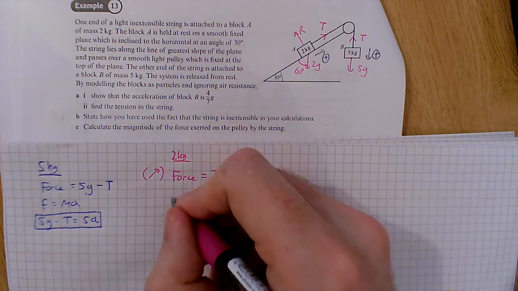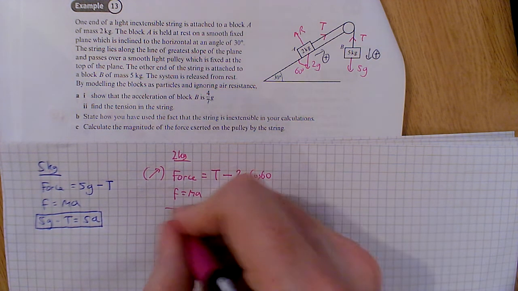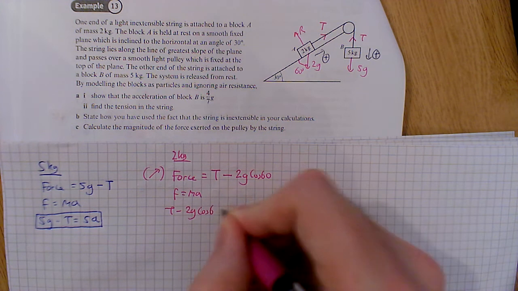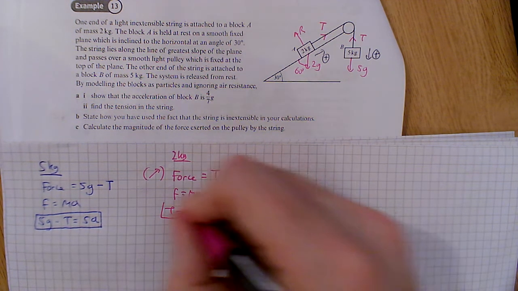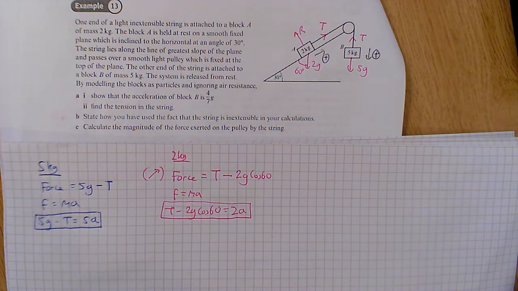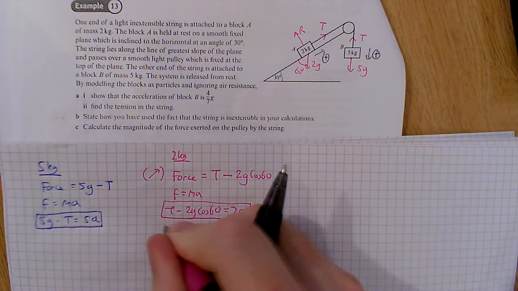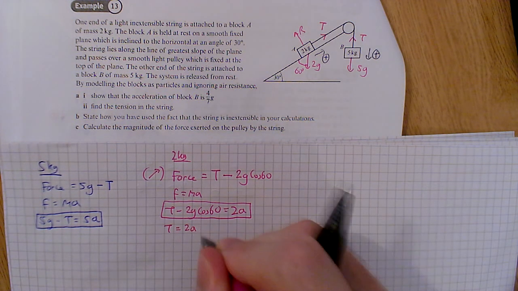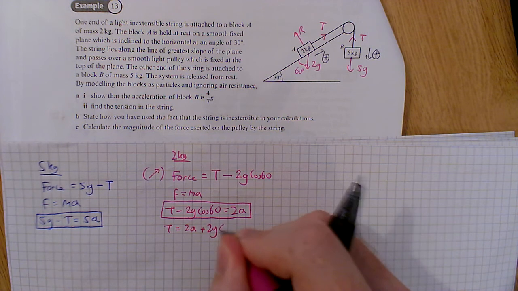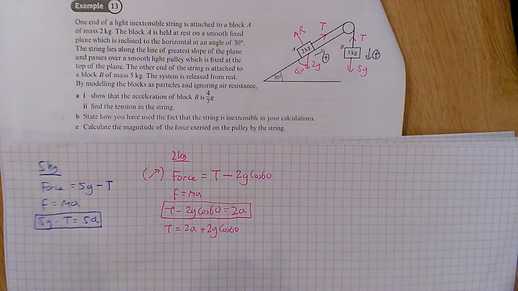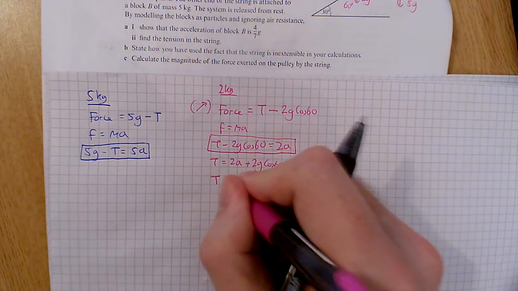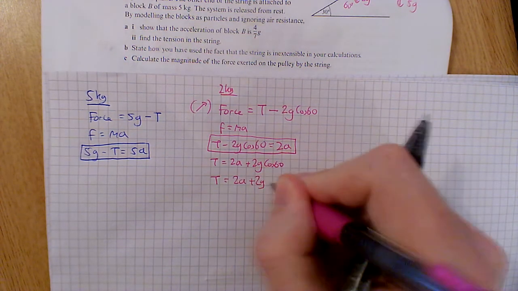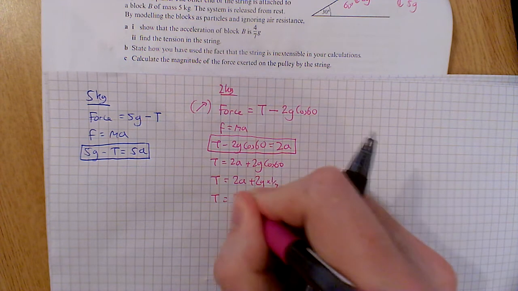We then can do F equals ma, and we get that T minus 2g cos 60 must be equal to 2 lots of a. And that is our second simultaneous equation for this question. So all we have to do is rearrange and solve it. So I'll rearrange this one here. We've got T equals 2a plus 2g cos 60. And actually at this point it's worth working out what cos 60 actually is. So cos 60 is 1/2, so that simplifies to 2a plus 2g times 1/2, which is T equals 2a plus g.